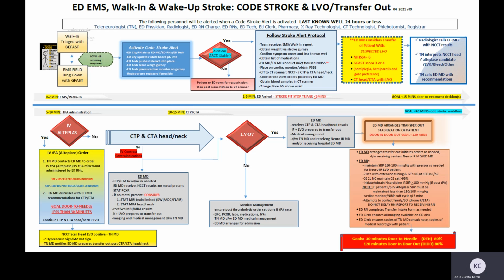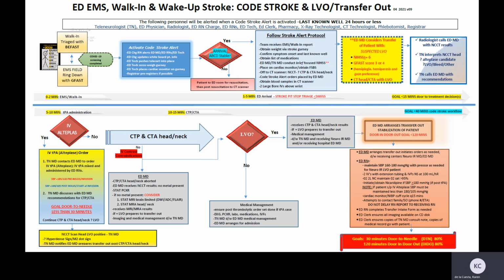And why do I say saline? Because anything else, D5, LR, it actually worsens the patient's stroke. It increases the metabolic demand during the acute ischemic stroke based on the studies. Put on oxygen. We want to maintain the O2 sat greater than 95%.